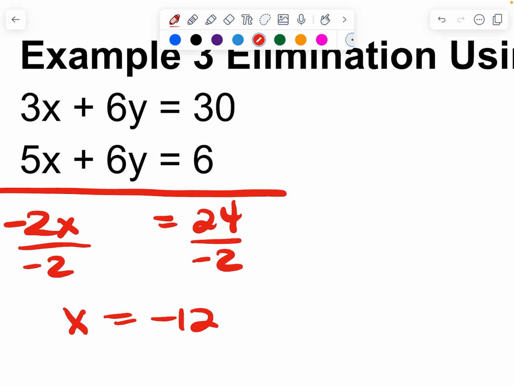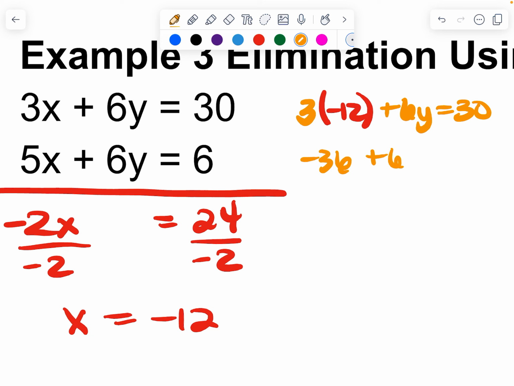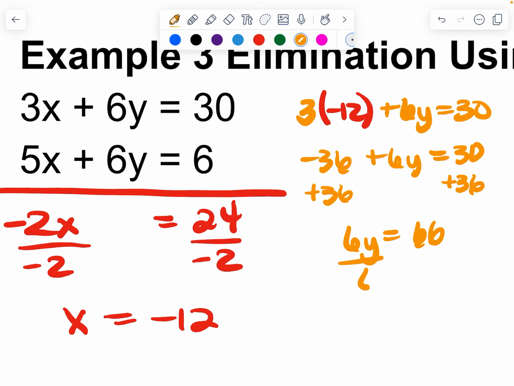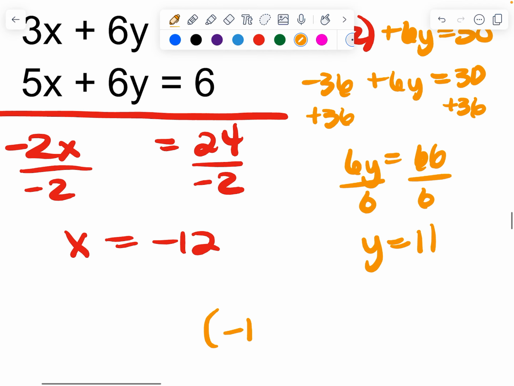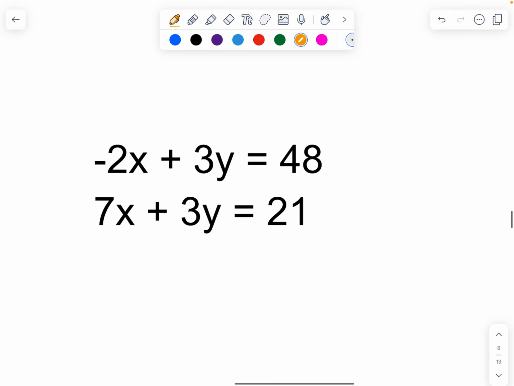I take that negative 12 and I plug it back in. So 3 times negative 12 plus 6y equals 30. So negative 36 plus 6y equals 30. I add 36 to both sides. I get 6y equals 66. Divide by 6 and get y equals 11. So negative 12, 11. Okay, let's do it again.